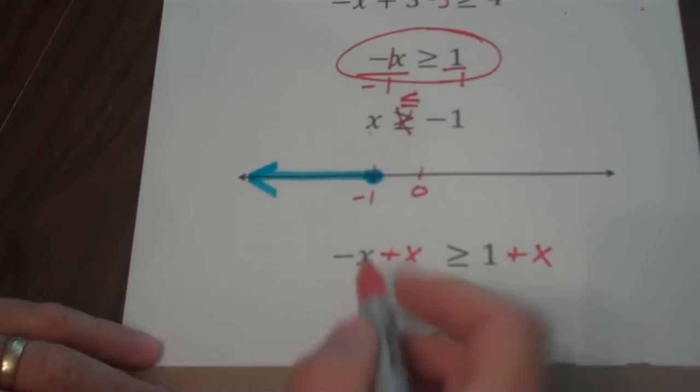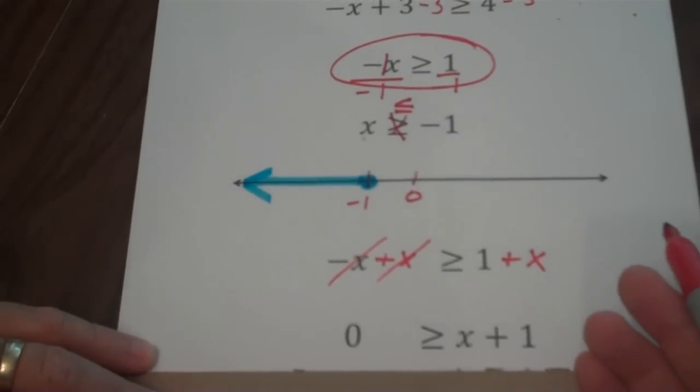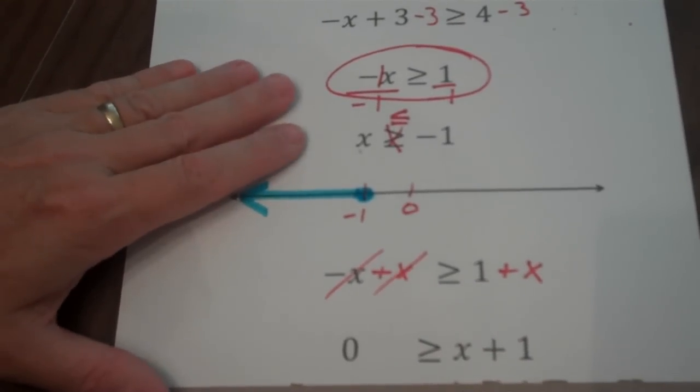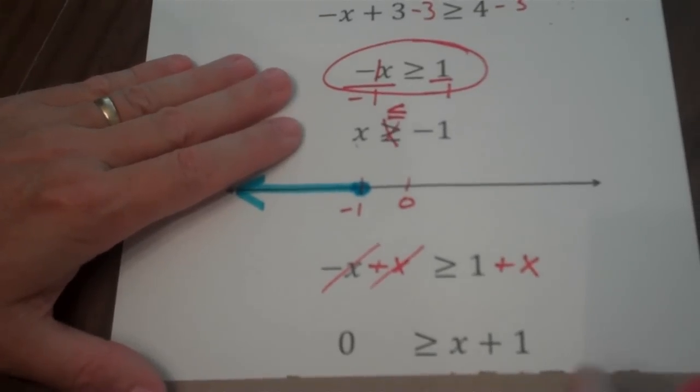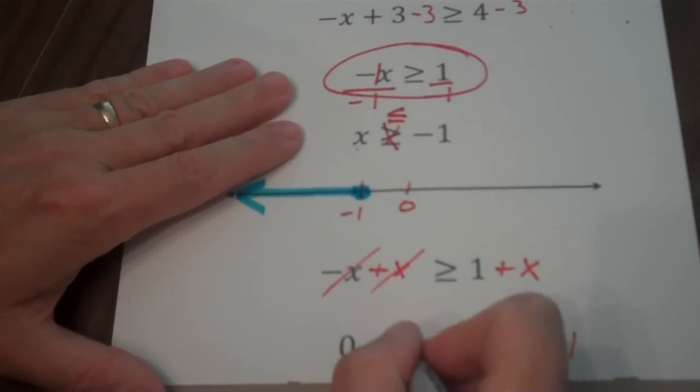On the left side, these cancel, so I'm left with 0 or nothing when you're adding and subtracting. On the right side, I'll go ahead and put it in descending order and make that x plus 1. Now to isolate x, again, I'll subtract 1 from both sides.